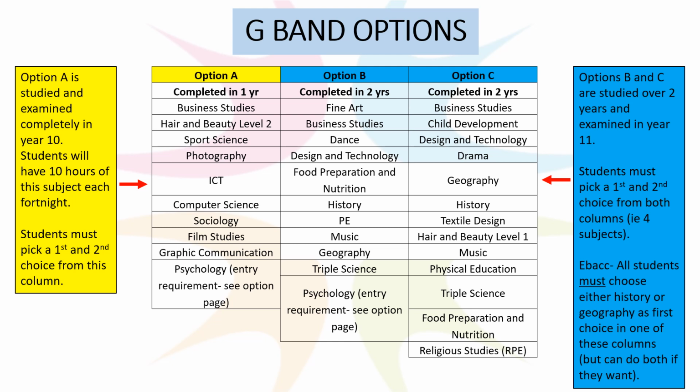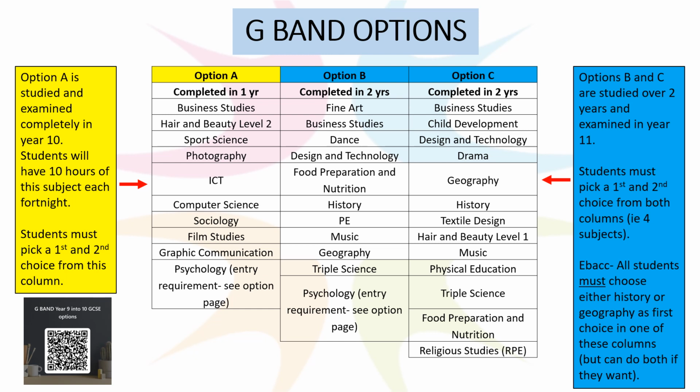For options B or C, one of your first choices must be history or geography in order to fill the EBAC, as previously mentioned. In all the columns, you must pick a first and second choice subject. It is essential to do this, as it may be that I can't give you your first choice if a subject becomes full. In the bottom left-hand corner, you can see the QR code for the G-Band option form. Please scan this and complete the form for your options before the deadline.